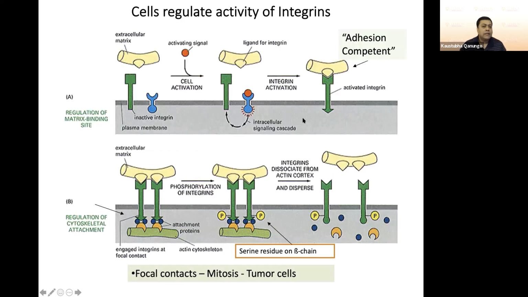So the next thing is you can see how regulation happens. One is the intracellular signaling cascade by different proteins. That's one of the things that can happen. Another is conformational change of the receptors, or sometimes the phosphorylation itself, like the serine residue of the beta chain of the integrin. Just a phosphorylation of the beta chain will keep or disintegrate the whole complex as such. So these are some of the regulations.